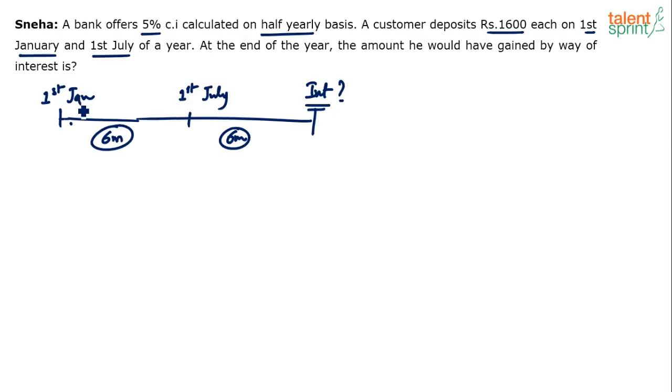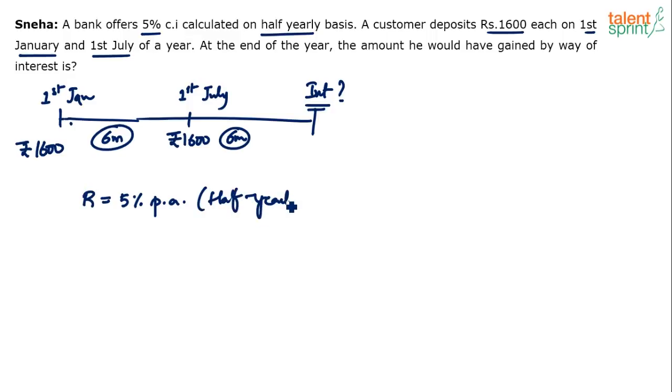How much did he deposit on 1st January? 1600 rupees. What was the amount on 1st of July? 1600 rupees. What is the rate of interest? 5%. See, the rate of interest is 5% per annum, but on a half yearly basis. Remember that half yearly compounding that we had discussed in your simple and compound interest videos. So that needs to be used here.